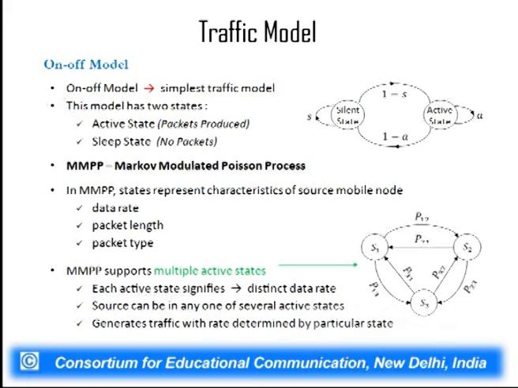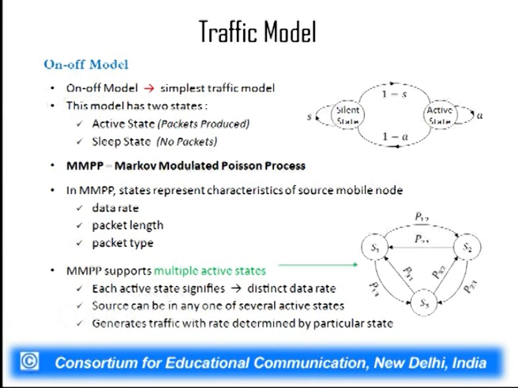Now this entire model is a Markov modulated Poisson process. It is known as Markov because the states and the transitions resemble the Markov process, and the Poisson is the property of the Poisson distribution. So we can call the on-off traffic model an MMPP process.